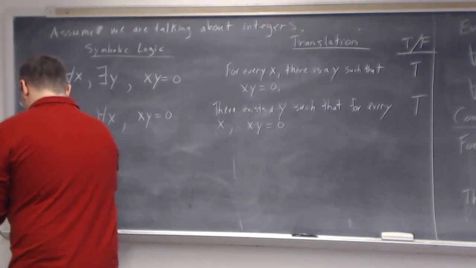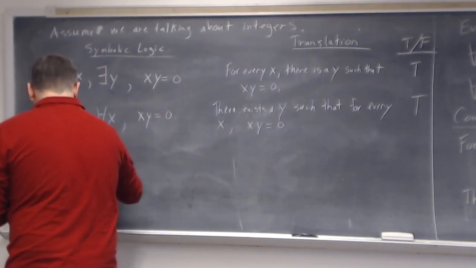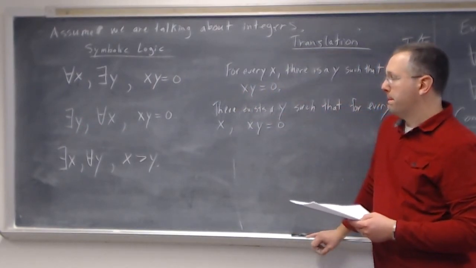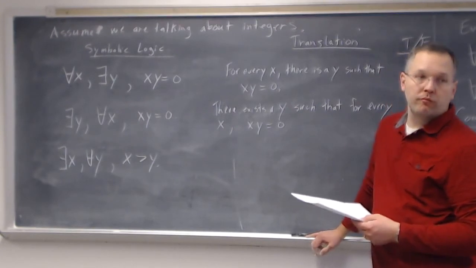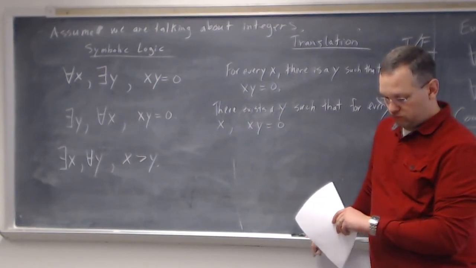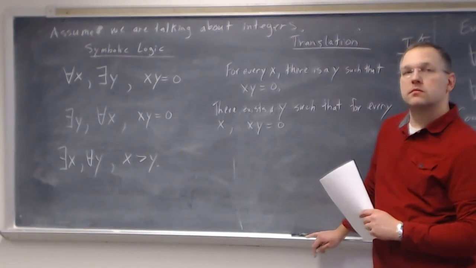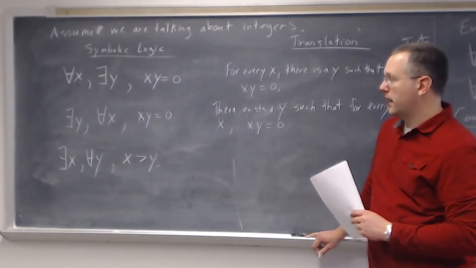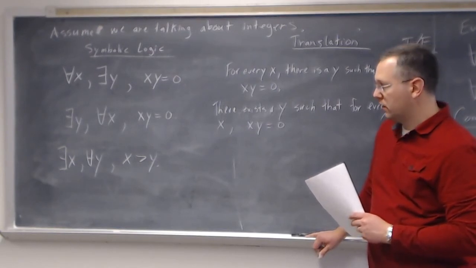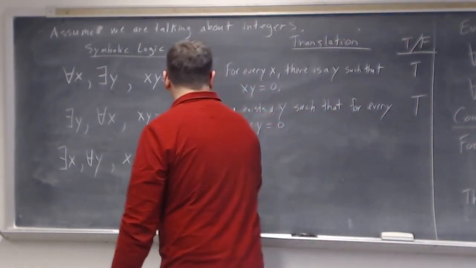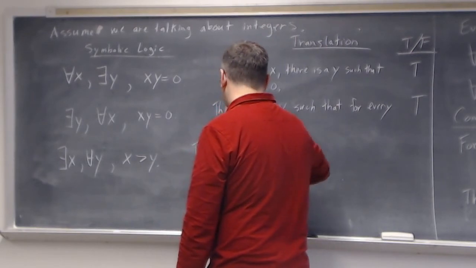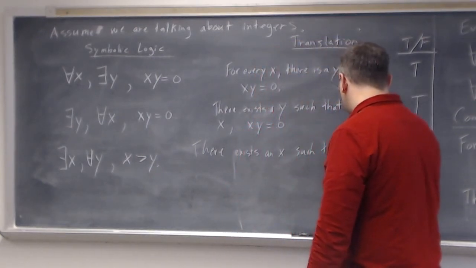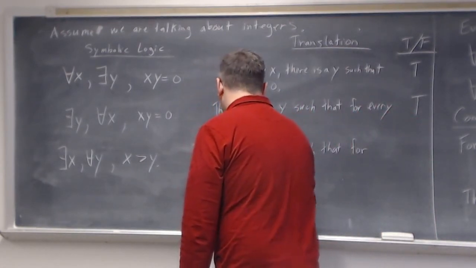How about this? Translate that. There's an x such that for every y, x is greater than y. Okay. So there exists an x such that for every y, x is greater than y.